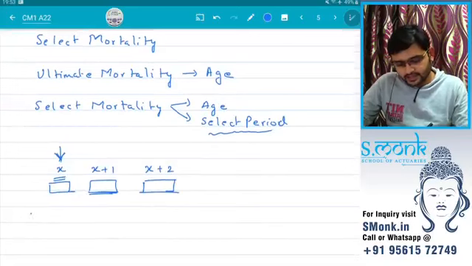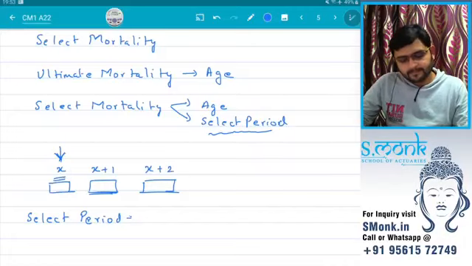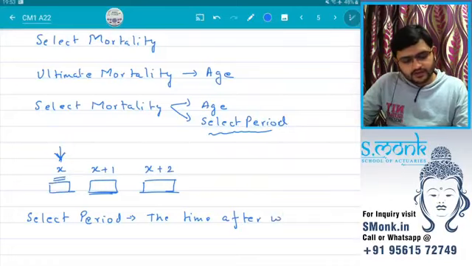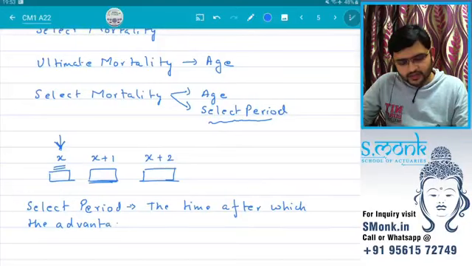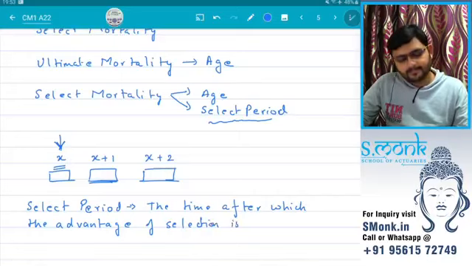Okay, so we'll write: select period, the time after which the advantage of selection goes away.